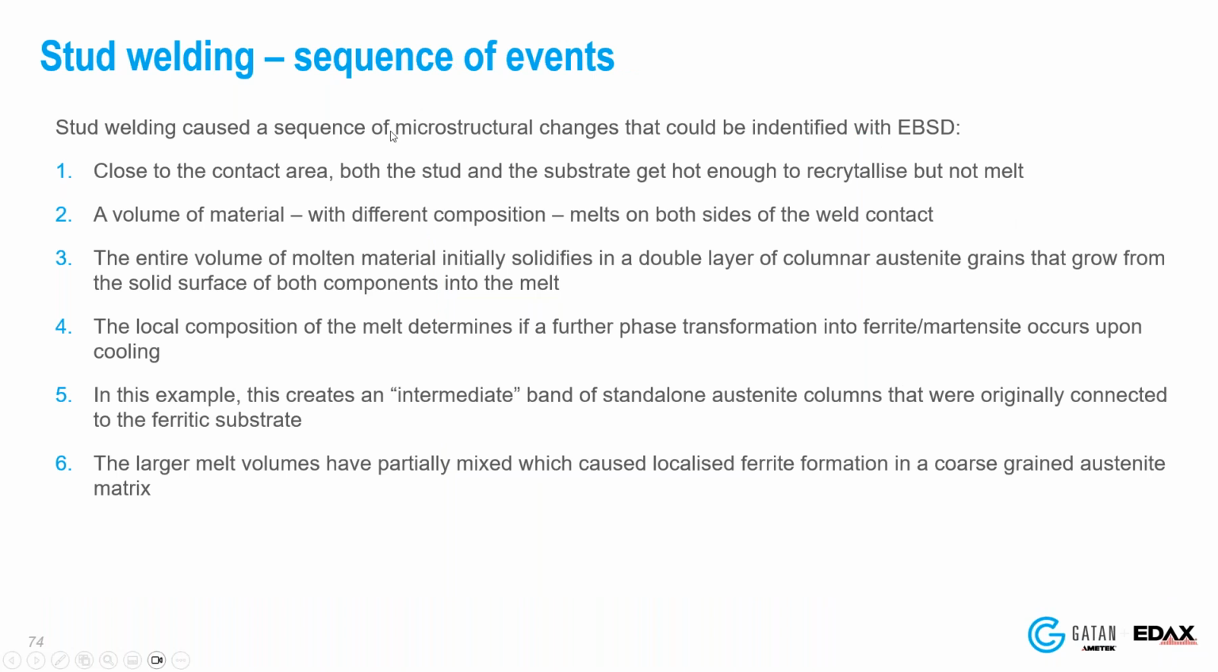So just a sequence of events that I have here. Recrystallize, it doesn't melt. You can just read through that, but the entire volume solidifies, this double layer of austenite grains forms, but the chemistry causes the lower part to change into a martensitic structure, and that gives you this standalone band of austenite columns. That is just a typical analysis where you can get a material that you may not know, look at it, work through it, and see if you can understand the microstructural evolution.